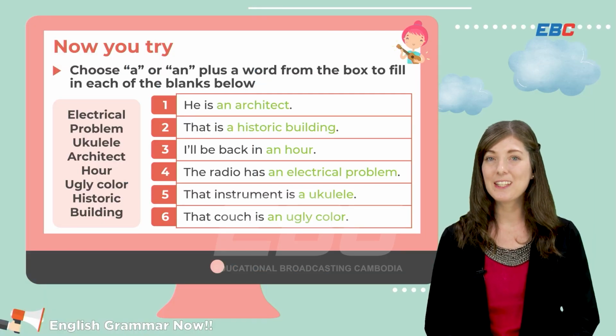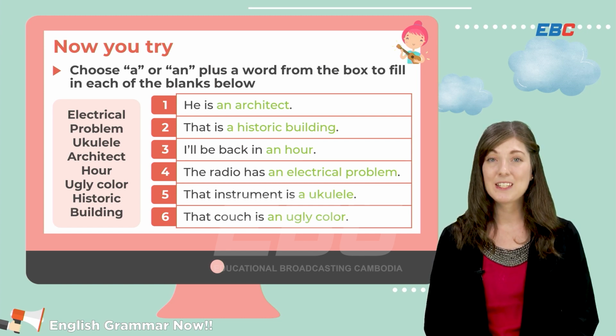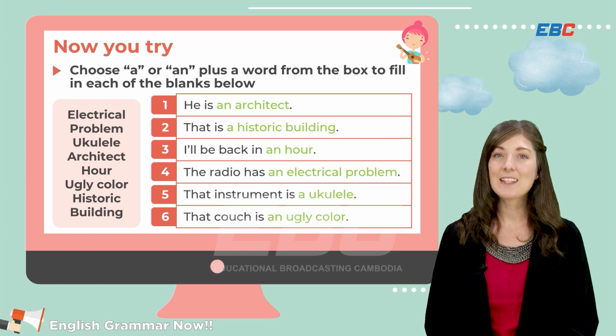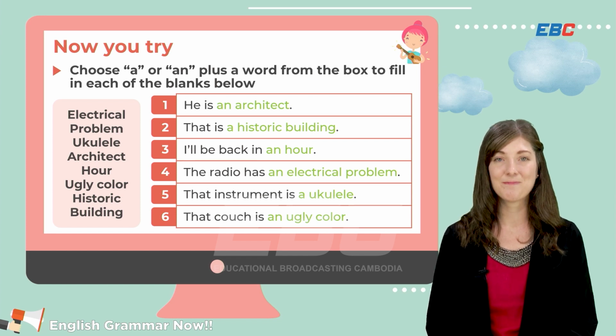Here's how we could fill in each of these sentences. Number 1, he is an architect. An architect. Architect begins with a vowel sound, so we need an. Number 2. That is a historical building. In this case, H has a consonant sound, historical, so we use a historical building.